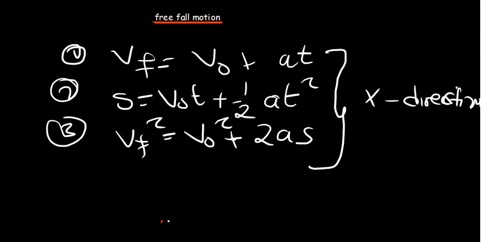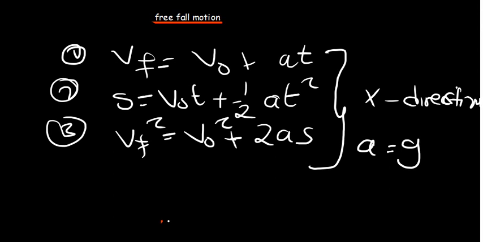In Y direction, this acceleration is no longer linear acceleration. It's going to be the acceleration due to gravity. So the only thing which is going to change in these equations is where there is A, we are going to replace it with G. The moment when we do that, then these are the equations we are going to be using in a free fall motion. Okay, so let's do that.